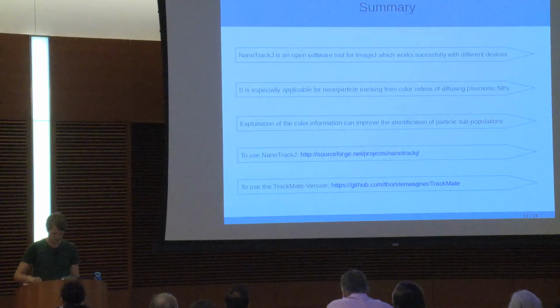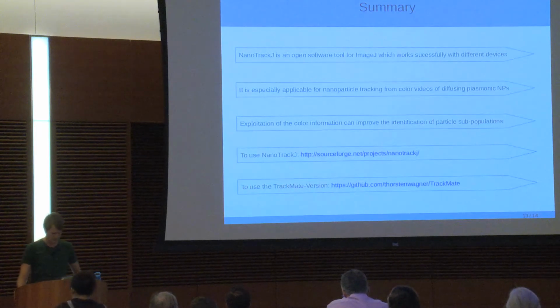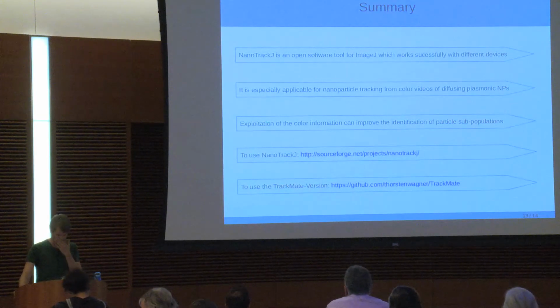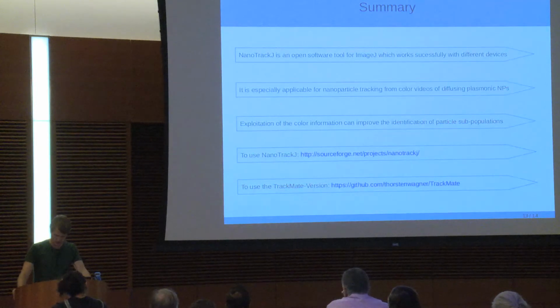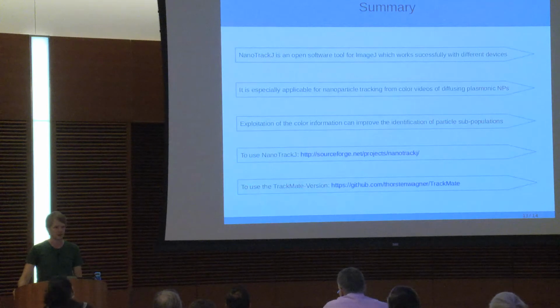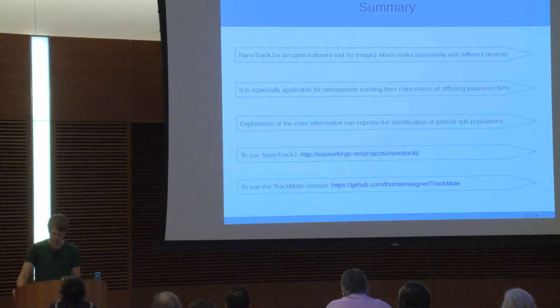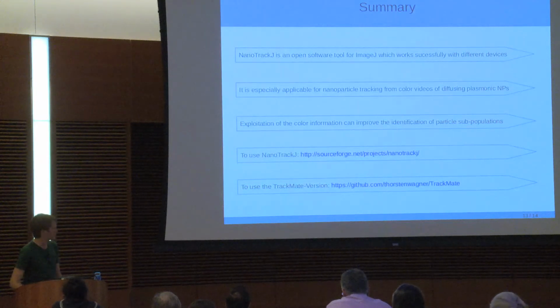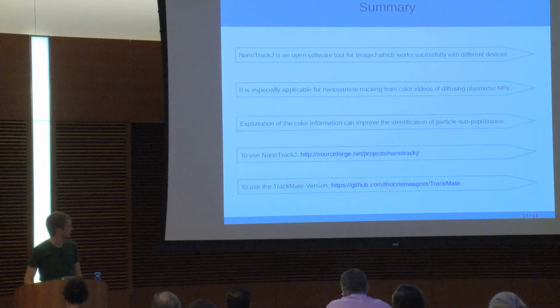I will finish the presentation with a short summary. You have seen that NanoTrack is a convenient tool for nanoparticle tracking analysis, and it works with different devices. For special particles, it can use color information to identify subpopulations of particles, and you can use it as a plugin for ImageJ or as a TrackMate module.